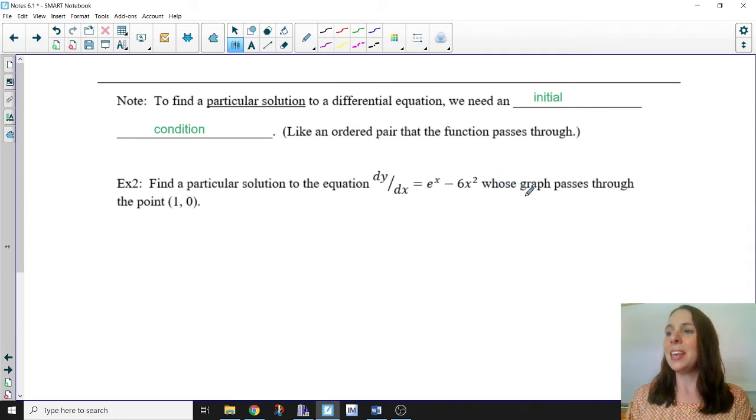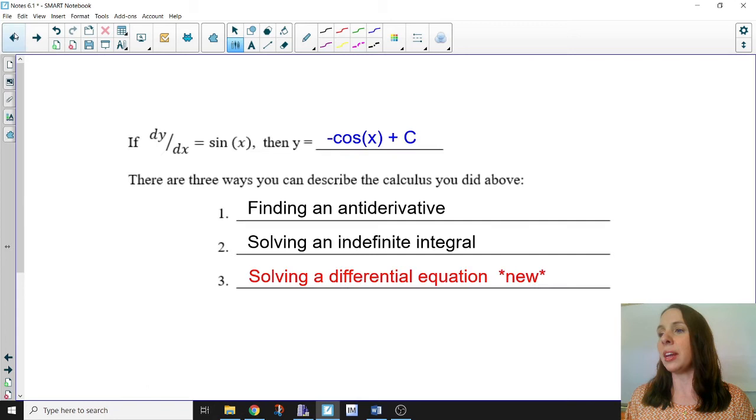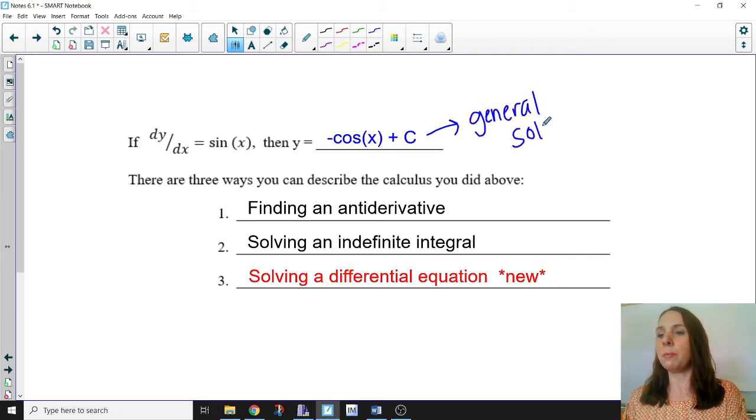Take a look at this. To find a particular solution to a differential equation, we need an initial condition, like an ordered pair that the function passes through. Okay, so I've talked a little bit about solving differential equations. If I give you dy over dx equals sine of x, you tell me y equals negative cosine of x plus c, you solved the differential equation for what is called a general solution. Okay, so that's actually another thing that we can add to our list up here. We solved the differential equation, but what we really did was we found what's called a general solution.